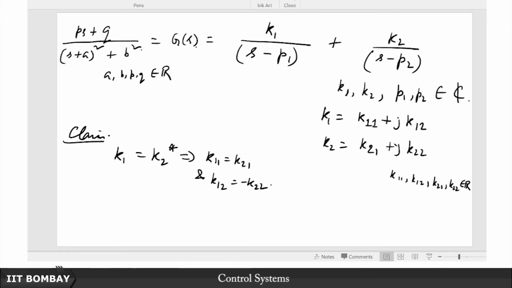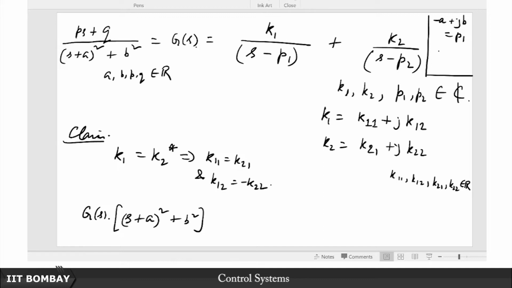You see, again you apply exactly the same technique. What is that? You take g(s) and multiply this by (s plus a) whole squared plus b squared. By the way, what is p1 and p2? If this is your quadratic polynomial, I am going to make a side note here: of course this is a quadratic equation, so you know that the roots are minus a plus jb is equal to p1, you can interchange p1 and p2, and minus a minus jb is equal to p2.